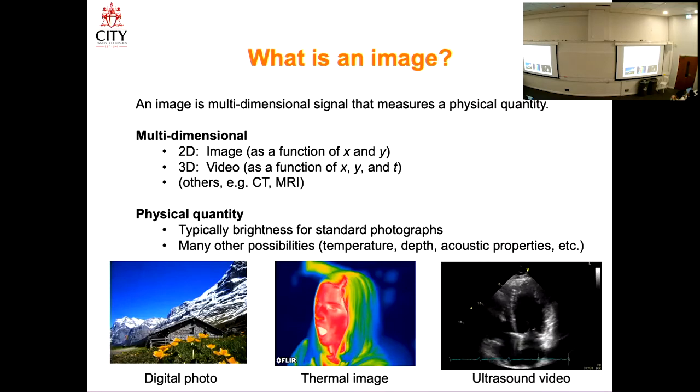We have other sources of images that have acoustic properties, and they work in different dimensionalities, like MRIs, sonar scans, for example, like ultrasound videos. But generally, an image is a multidimensional signal that measures a physical quantity. It usually is a two-dimensional image as we know it, so we have an X and a Y axis. If we have time, then we have video, a three-dimensional image.